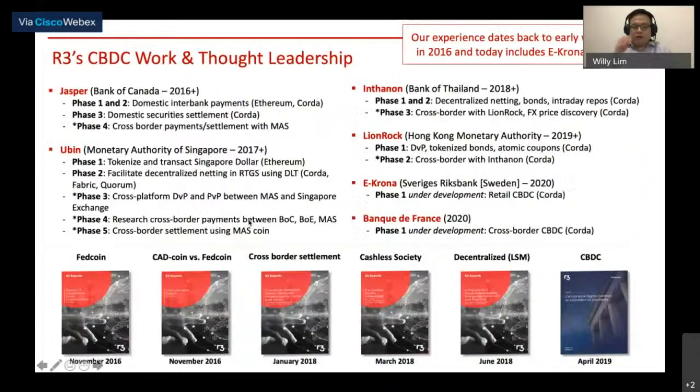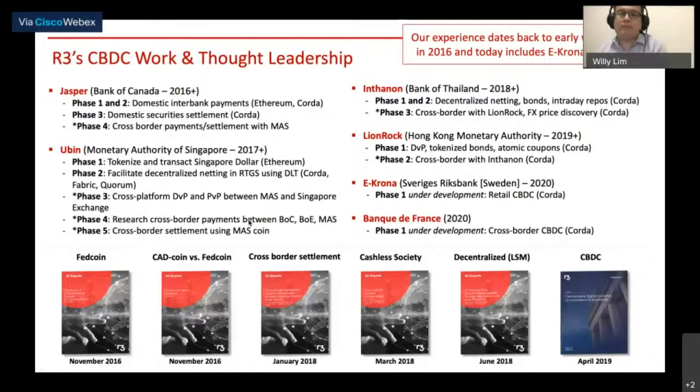At R3, we have been privileged, especially myself and the rest of the team, to have been there since the very early beginnings of CBDC projects all around the world, starting from MAS and the Bank of Canada, all the way to the recent ones with the Bank de France and the Swiss National Bank. We're very proud of our heritage.